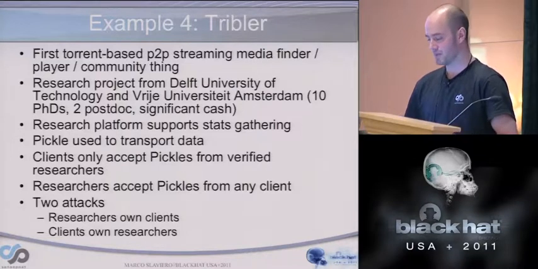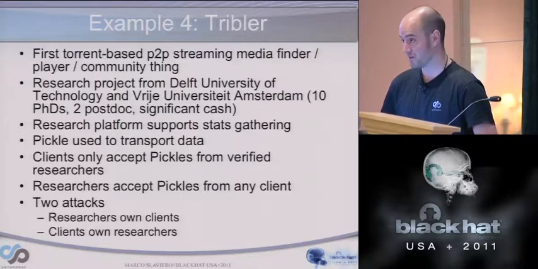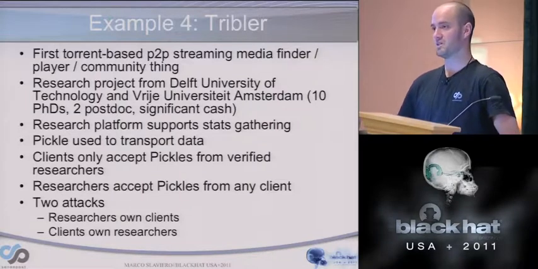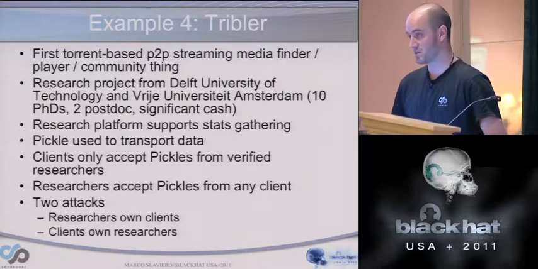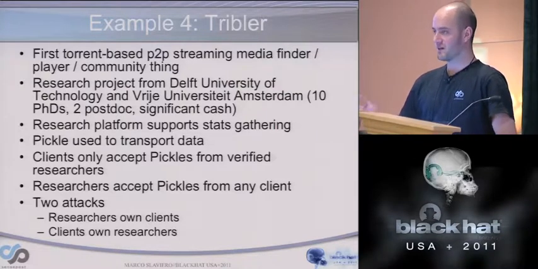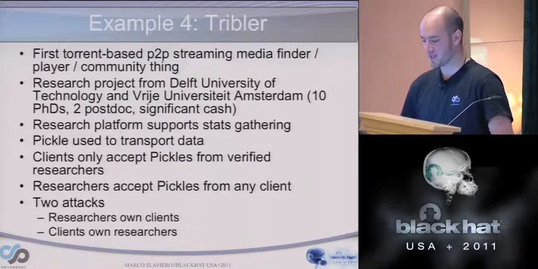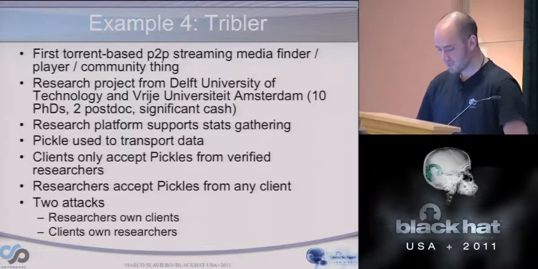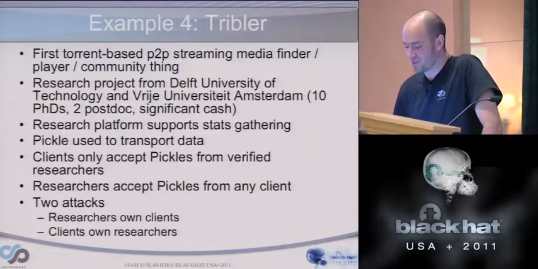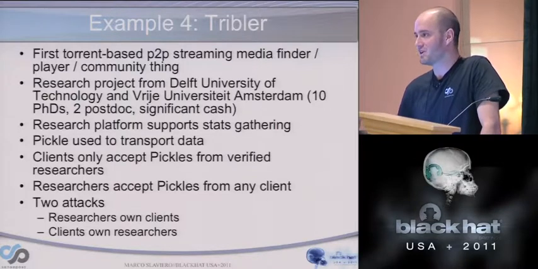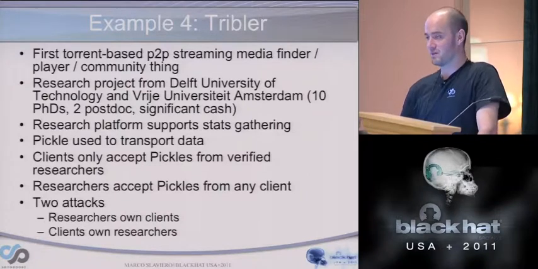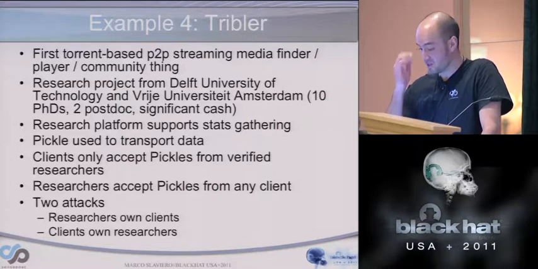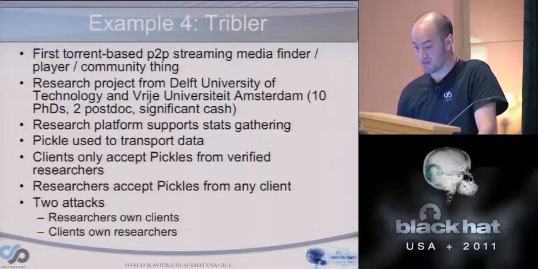Now, it opens up the Tribler system to two vulnerabilities. The one is that users are vulnerable to researchers sending them malicious Pickles. But that direction of researcher to client transmission is protected by signatures, so you can only accept Pickles from certain researchers. The other direction is more interesting. When researchers go crawling the network, it's possible for clients to send them any Pickles they want, and the researchers will accept them. So they also had a vulnerability that permitted the researchers to be owned by their clients.